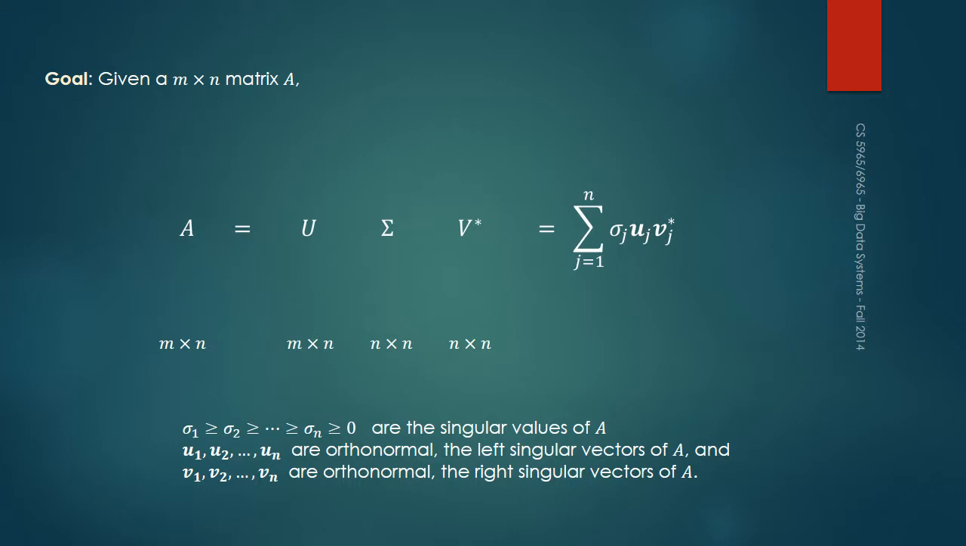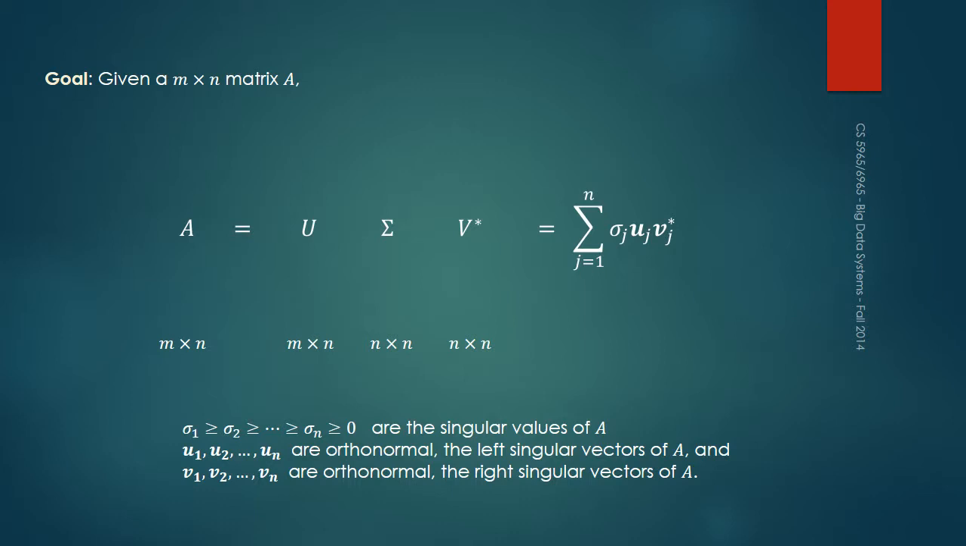And so you can write a summation of this form going from j equal to 1 to n of sigma j, which are the diagonal entries of the sigma matrix out here, times the vectors u_j and v_j transpose. The sigmas out here are the singular values of A. We'll get a little bit deeper into what exactly that means.